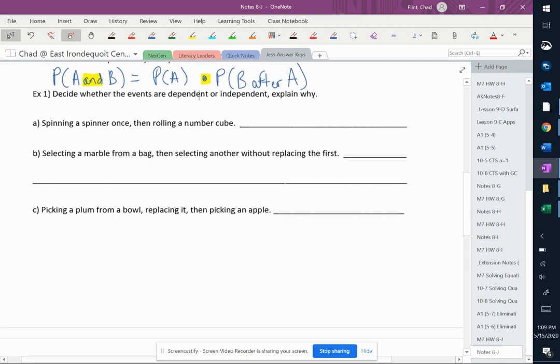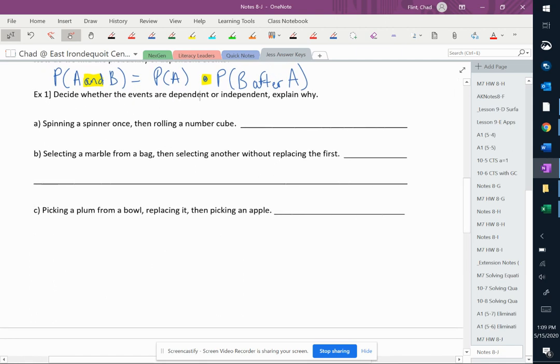So let's look at example 1 here. Decide whether the events are independent or dependent and explain why. A: Spinning a spinner once and then rolling a number cube. Are those independent or dependent events? Spinning a spinner has nothing to do with rolling the number cube. So these are independent because they have no effect.